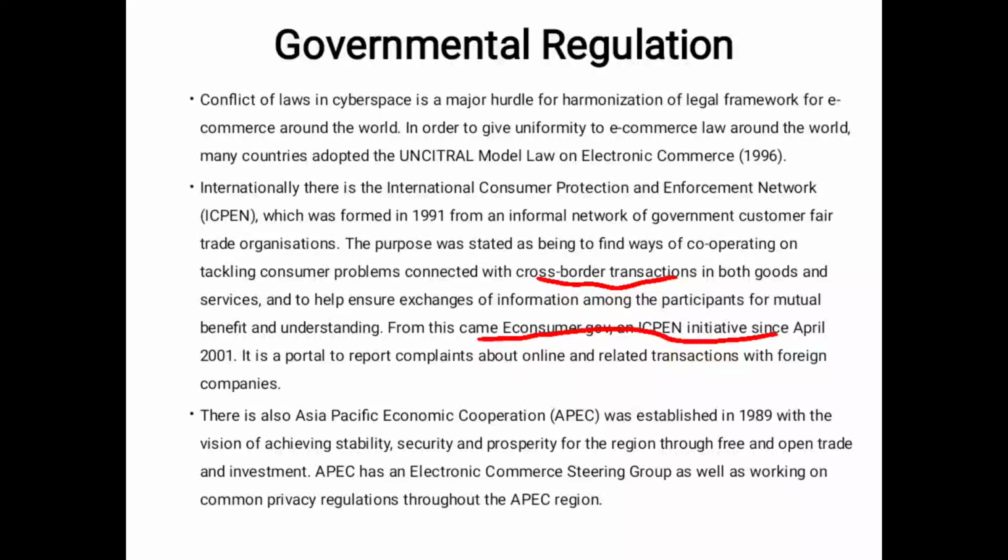There is also Asia Pacific Economic Cooperation, established in 1989 with the vision of achieving stability, security and prosperity for the region through free and open trade and investment. APEC has an electronic commerce steering group as well as working on common privacy regulations throughout the APEC region. So, these dates we must remember: 1989, then 1991, the years when globalization was taking place. One country started selling to another country, so with free trade between the countries, such rules and regulations were framed.